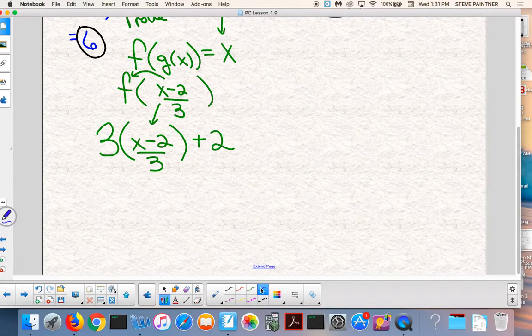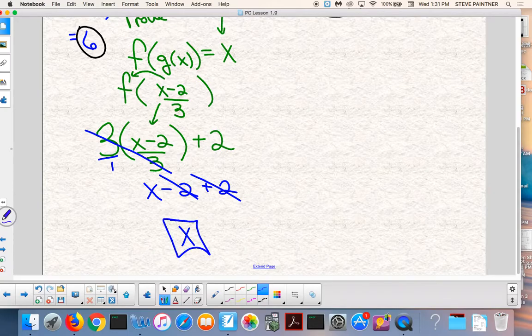Okay, now you just perform the algebra part. This is 3 over 1 times X minus 2 over 3 plus 2. What would you do? Cancel the 3's, and you get what? Now what? And the answer is what? Didn't we already know the answer was supposed to be X? Yeah, you will get X.